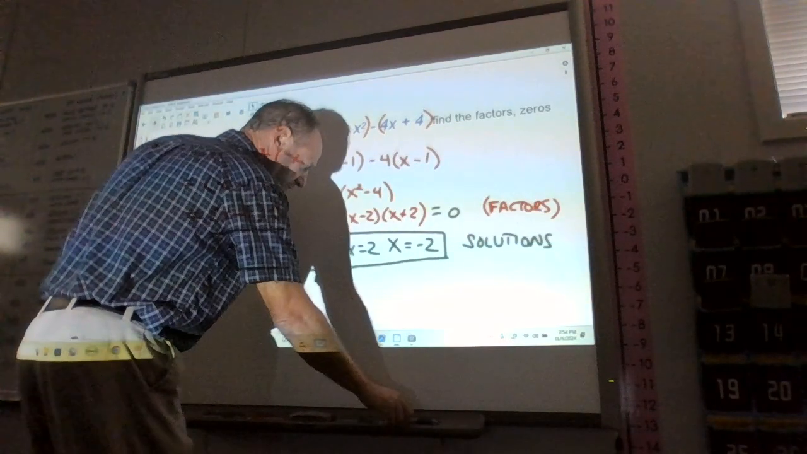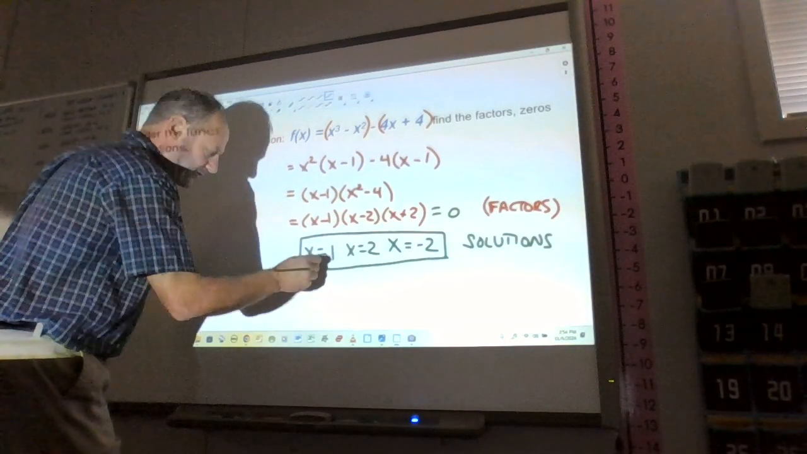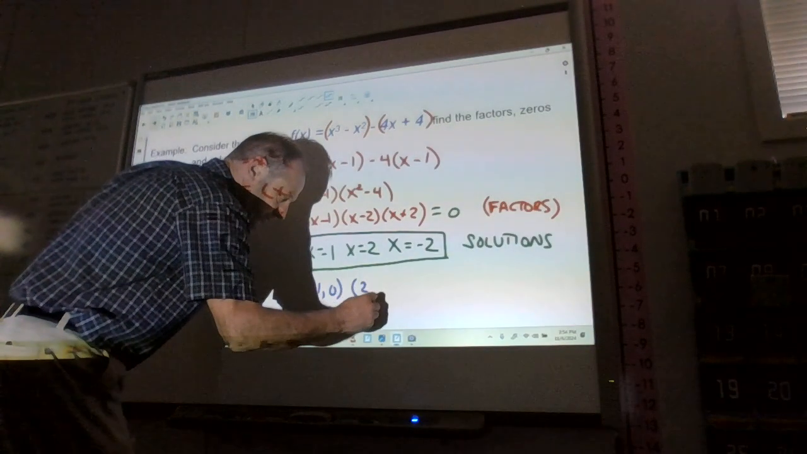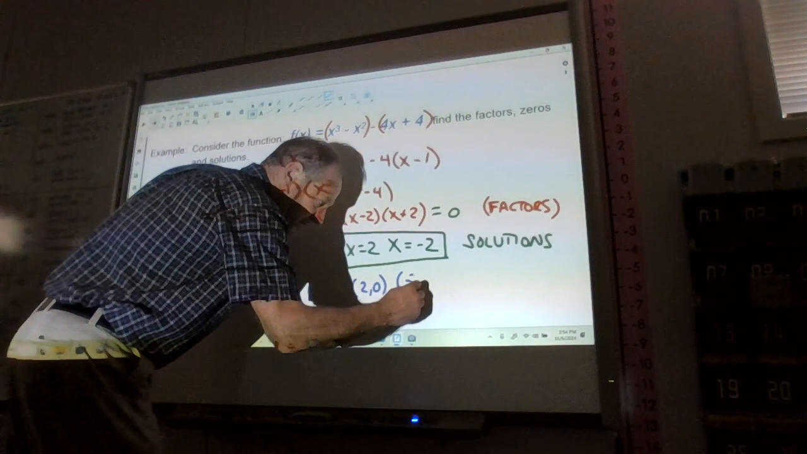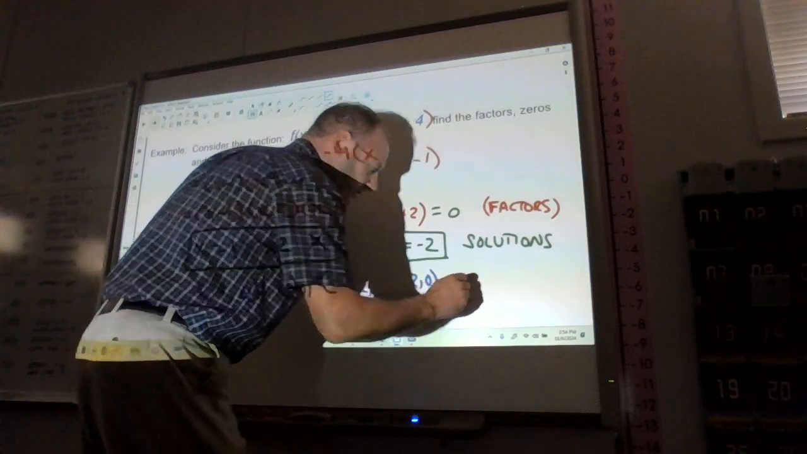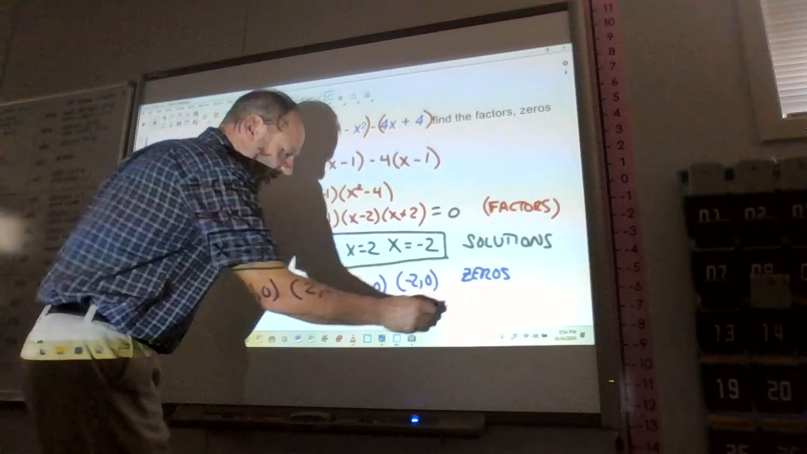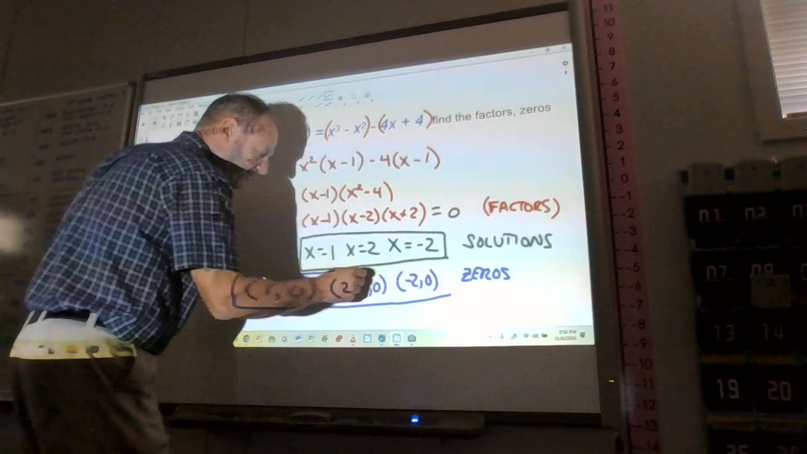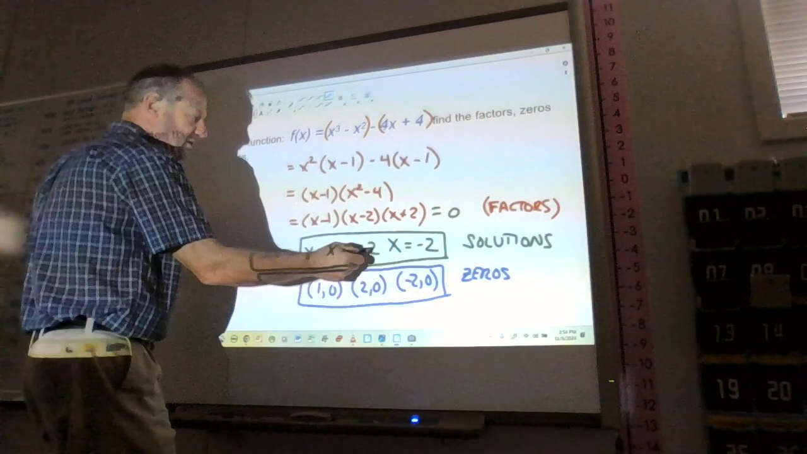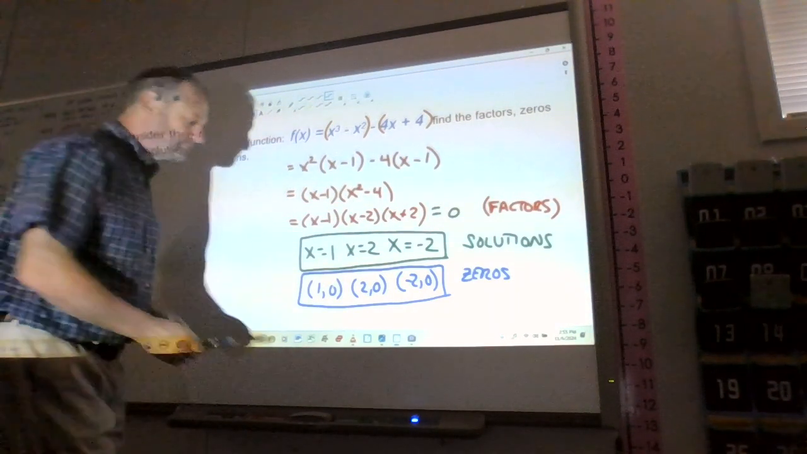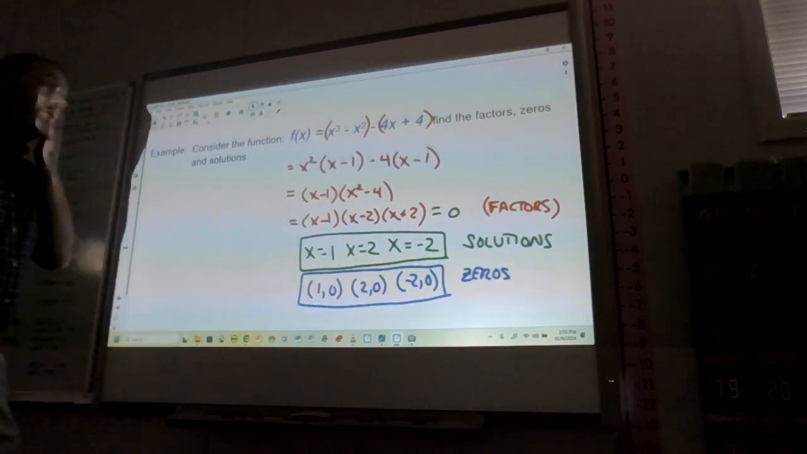And then my zeros are going to be the points. So this is the point 1, 0. This is the point 2, 0. And this is the point negative 2, 0. Okay, those are the zeros. Those are all equivalent things. My zeros, my solutions, and my factors. Okay? So, that one was pretty easy.